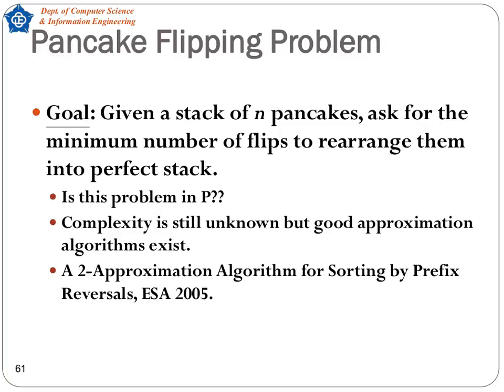Building on that NP-hardness insight, let's dive into the classic pancake flipping problem. You have a stack of N pancakes in random order, and your only move is a prefix flip. You slide a spatula under the top K pancakes and flip them as a block. The goal? Sort the stack by size, smallest on top and largest on bottom, using the fewest flips possible. After decades of study, we still don't know whether there's a polynomial time algorithm for this task. However, there's some good news. In ESA 2005, researchers presented a simple two-approximation algorithm for sorting by prefix reversals, which guarantees a solution within twice the minimum number of flips.